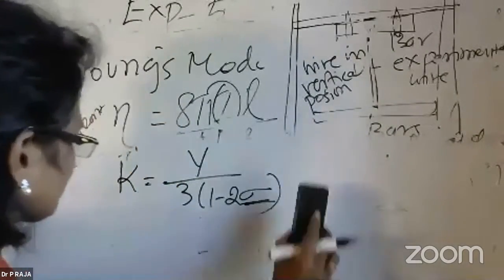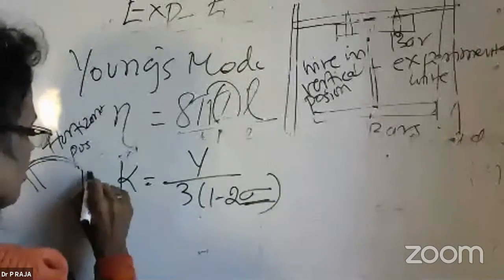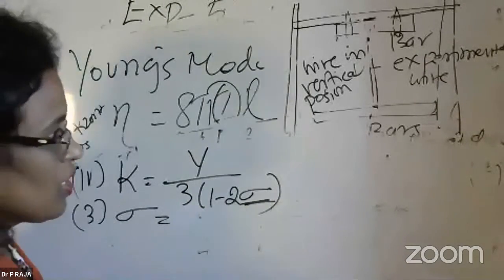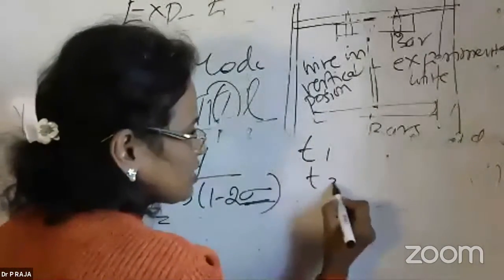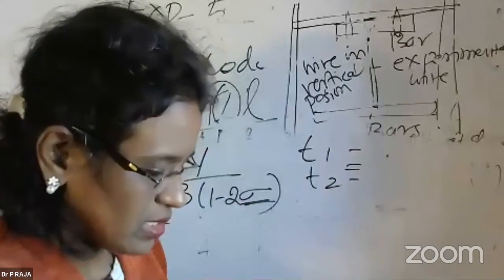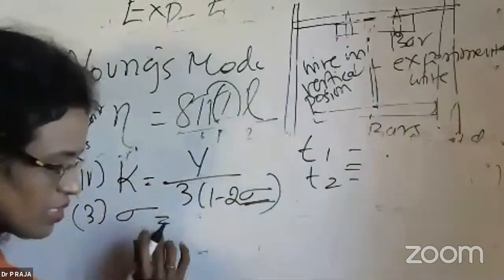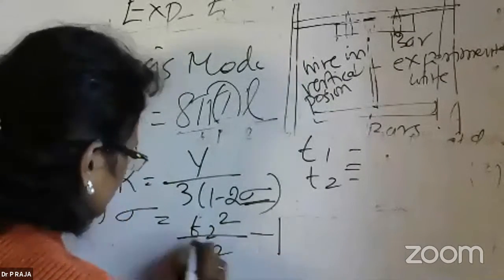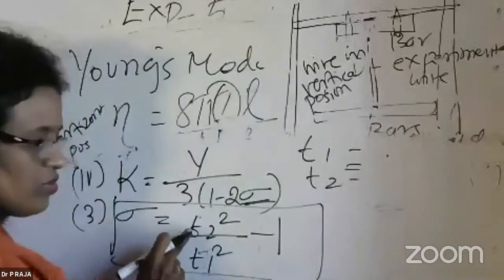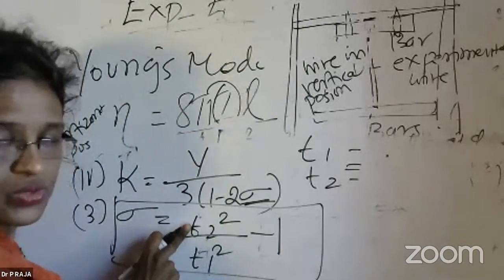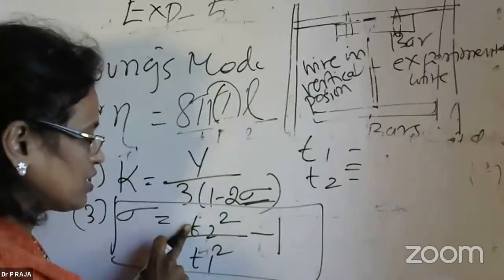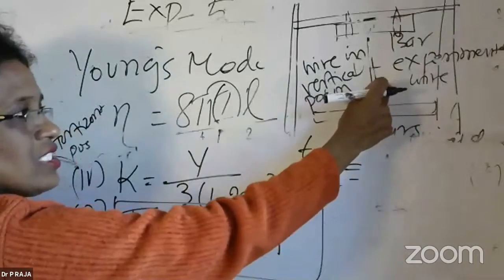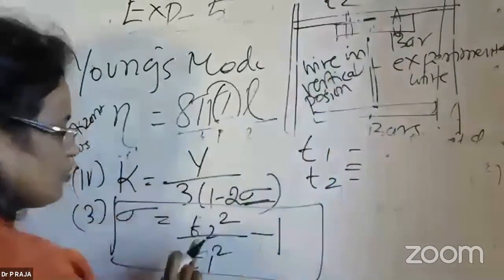The third part of the experiment, this is the fourth part of the experiment. The third part of the experiment is to find sigma, Poisson's ratio. Once you note down the time periods T1 and T2, substitute into the formula: sigma is equal to T2 square by T1 square minus 1. Note this down. You will simply put down the T2 value, the mean time period of oscillation from the calculation of the modulus of rigidity. From this experiment, you will find T2, put it here.